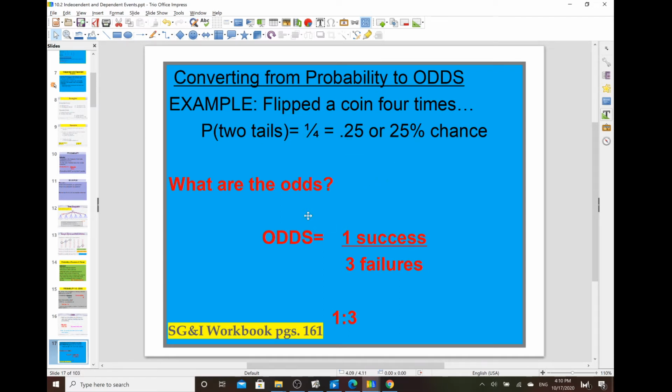And what are the odds? The odds would be what? 1 success over 3 failures.